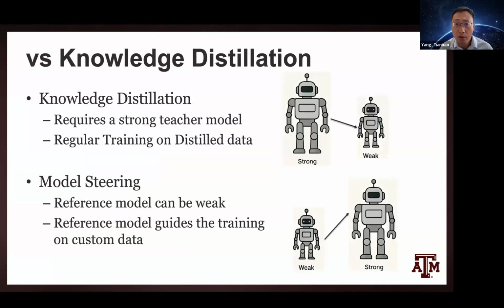All right, the difference from knowledge distillation is that knowledge distillation, as I said, usually requires a stronger teacher model to train a smaller student model. So this is a strong-to-weak paradigm, and it conducts regular training on the distilled data from the teacher model. Model steering is different. We can train a stronger model by using a weak reference model. We use a reference model in the training. We change the training paradigm and the training algorithms to leverage the reference model. So that's the difference, and it enables weak-to-strong generalization.